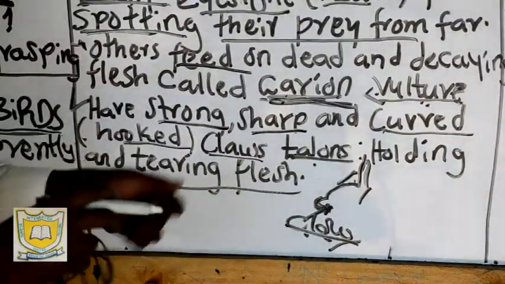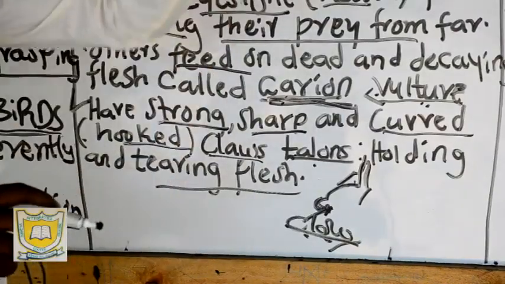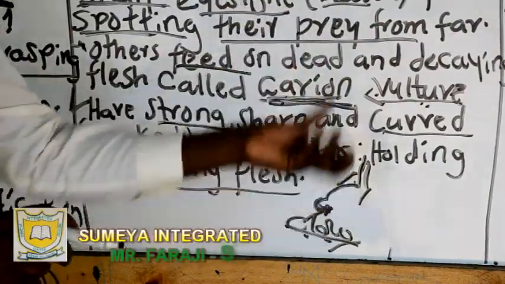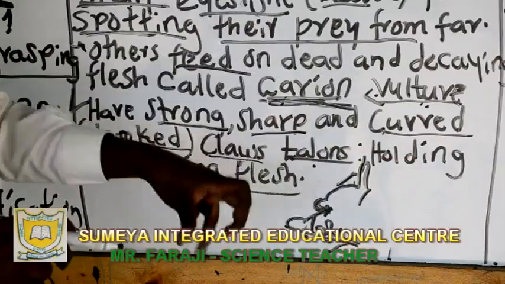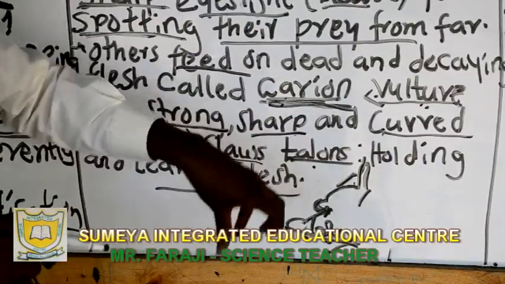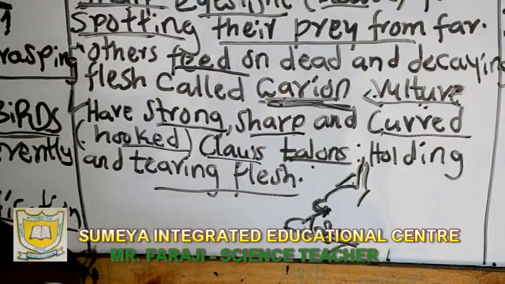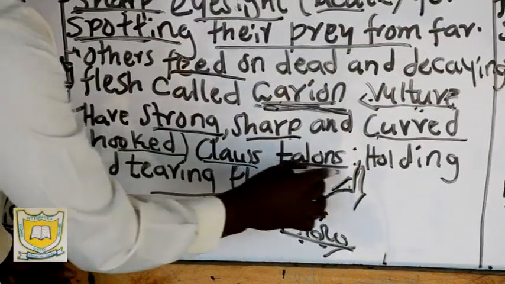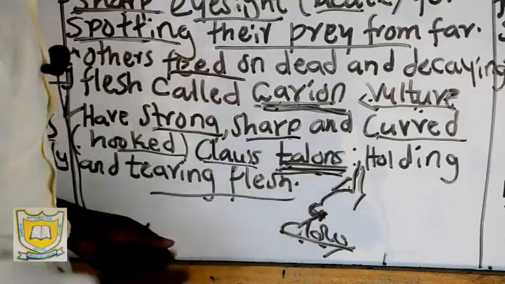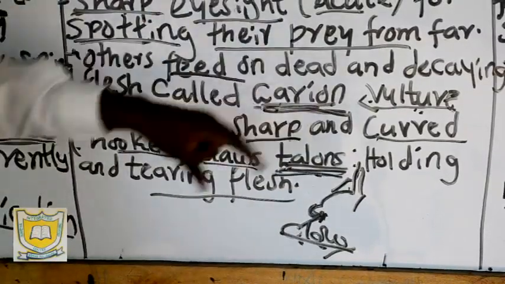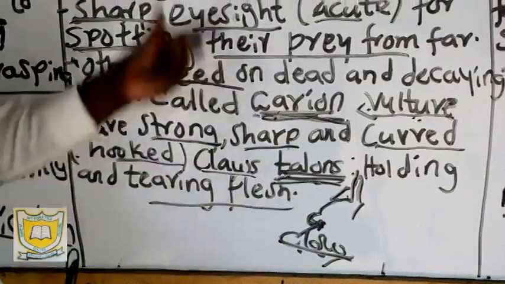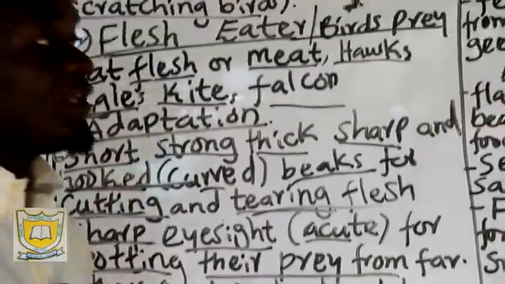That's why you can wonder how an eagle is able to take away a chick from other birds and move away with it. It is because of these strong and curved claws that help them move away with the flesh. These claws are called the talons. That is all about the flesh eaters, which are also called the prey eaters.